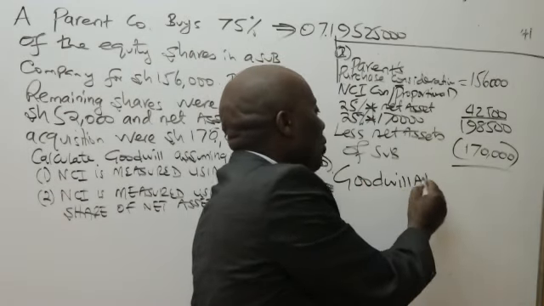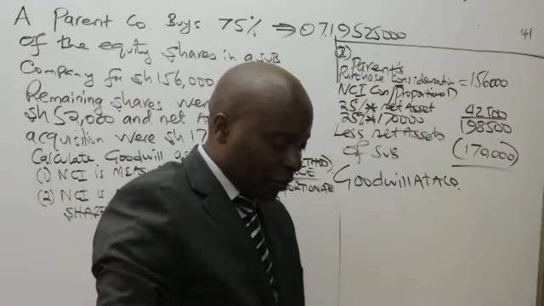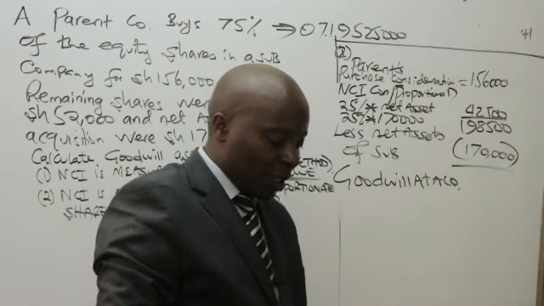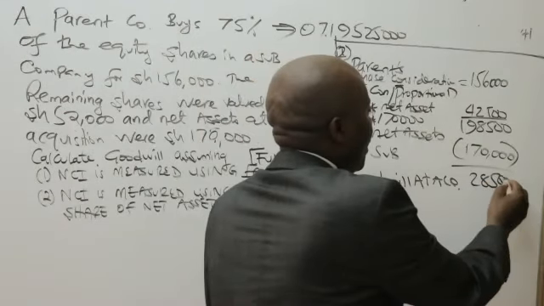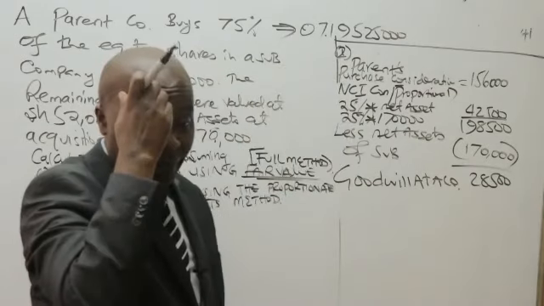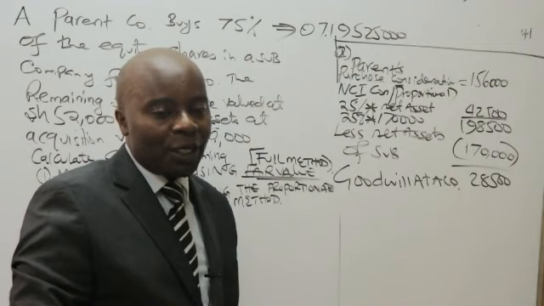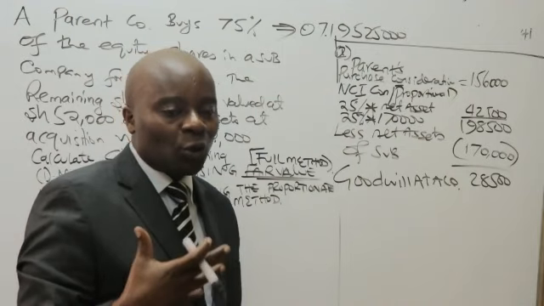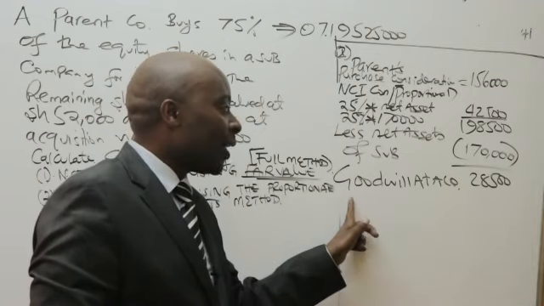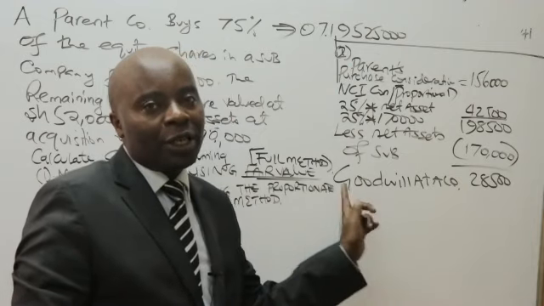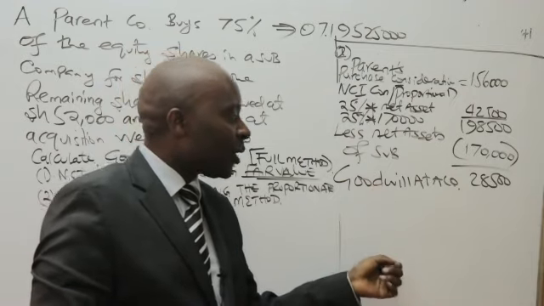Goodwill at acquisition. So minus 170,000, that gives us 28,500. Goodwill at acquisition is 28,500, of which if you would want to get goodwill at the end of the year, goodwill at reporting, you need to less the impairment loss, which is not given here. So basically, goodwill at acquisition will be the same as goodwill at reporting.